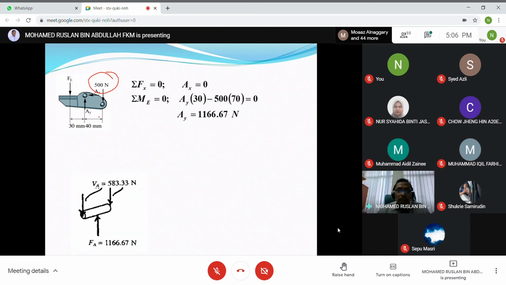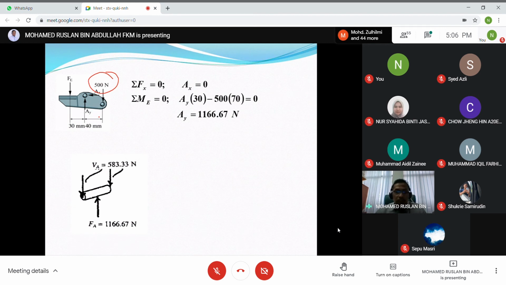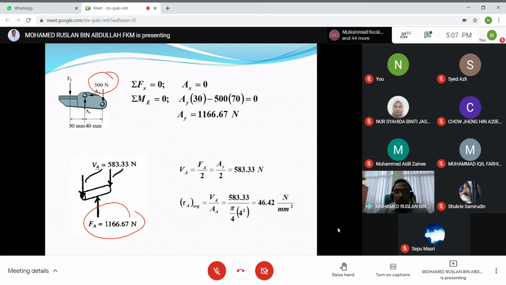And then this is Fa. So this one equal to F here divided by 2. 1166.67 divided by 2 equal to 583.33. So based on that, you can determine the tau average. So this one equal to 46.42 Newton per meter square, or equal to 46.42 megapascal. Okay, that is the answer.